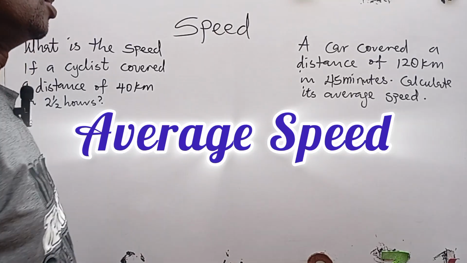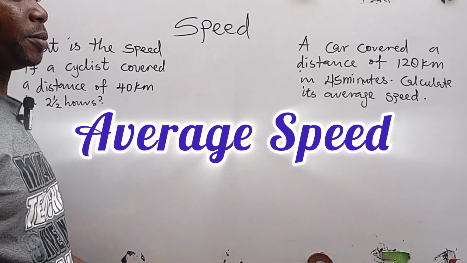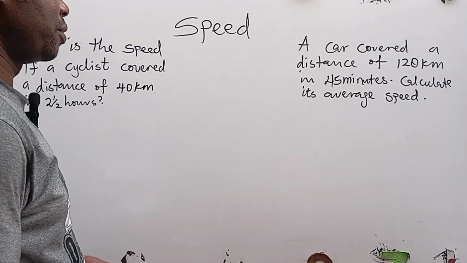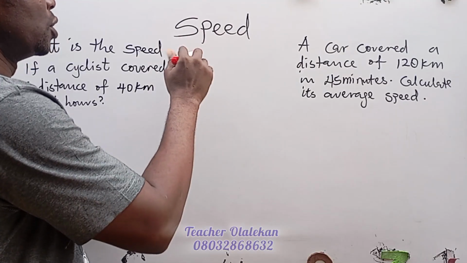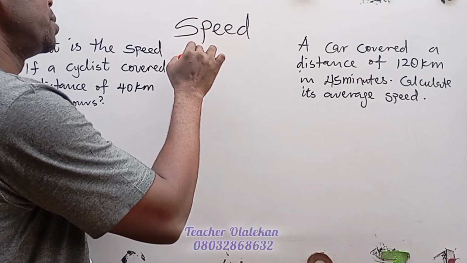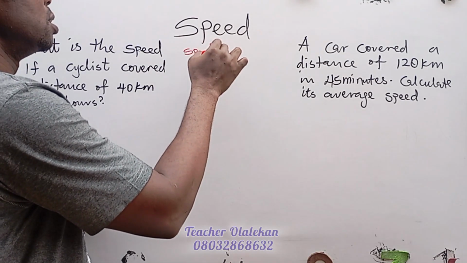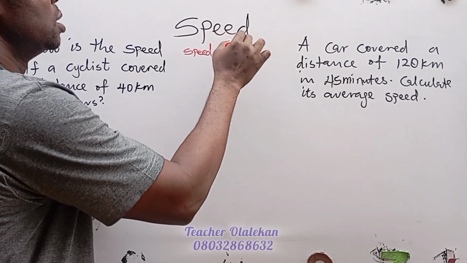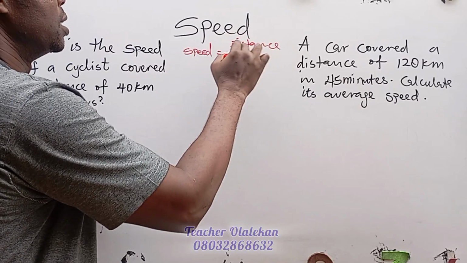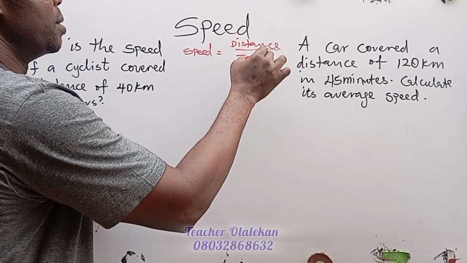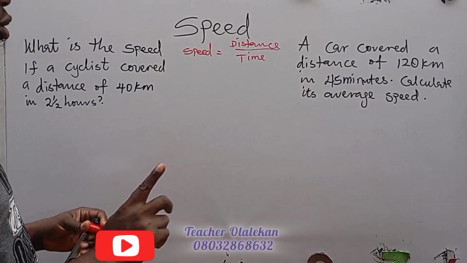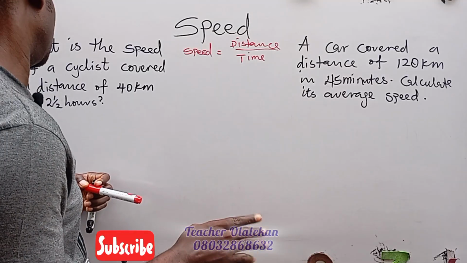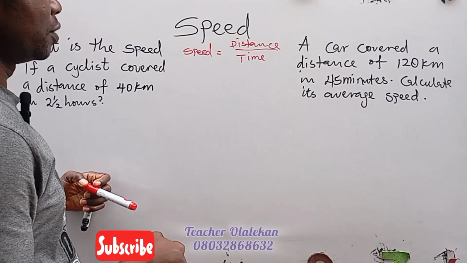So in this video we'll be calculating speed. If you've watched my previous videos, you must have seen the formula for speed. The formula for speed is: speed is equal to distance divided by time. So that's the formula for speed. It's very easy to find, and that's just the formula.